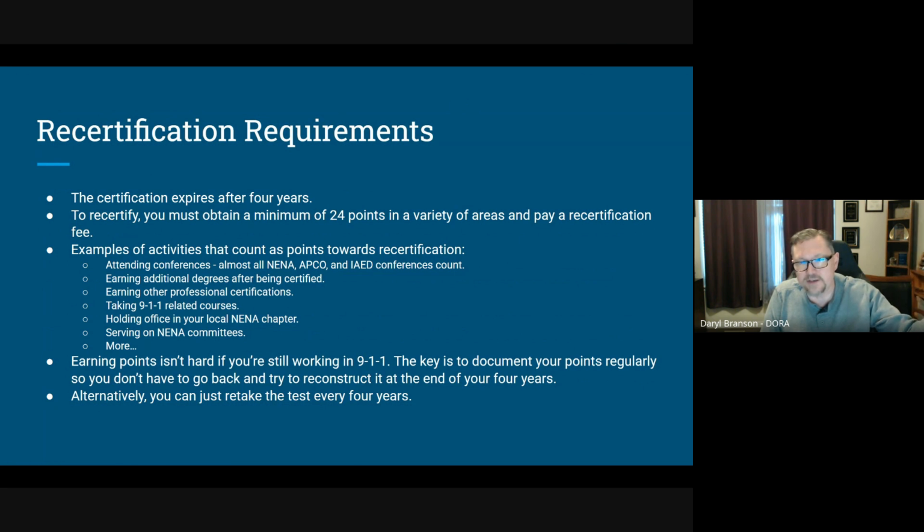If you wait until the end of the 4 years and then you start trying to rack your brain, what did I do over the last 4 years that might count towards points, you're going to have a lot harder time filling out that form.